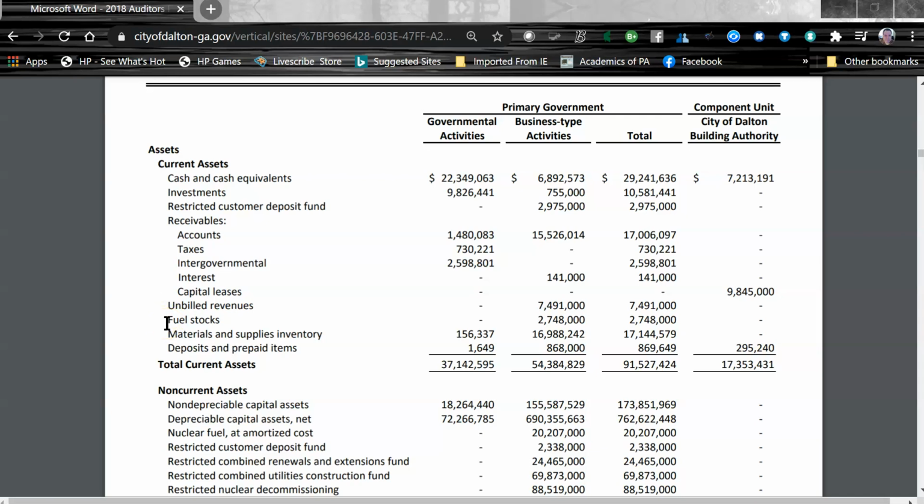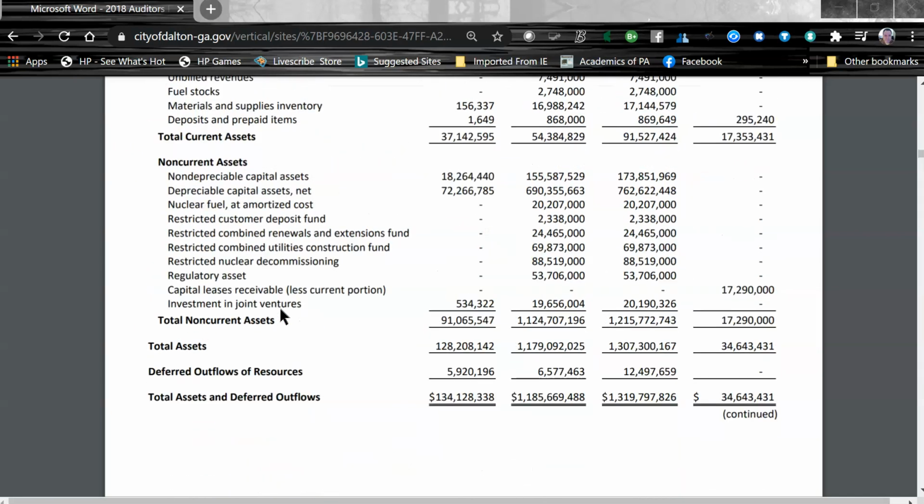Fuel stocks, so that'd be fuel that they keep. Cities often have their own gas station, and so police cars, fire trucks, and public works vehicles will all go to the city gas station and get gas. And then they have their deposits and prepaid items. So those are all your current assets.